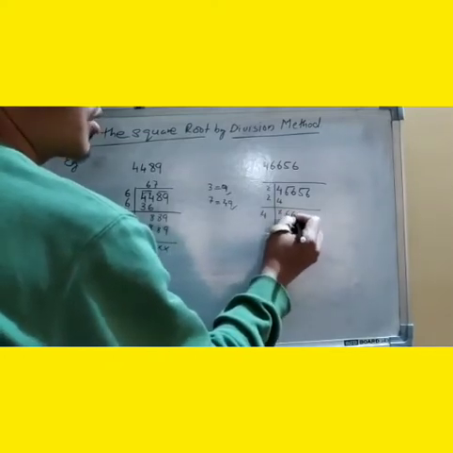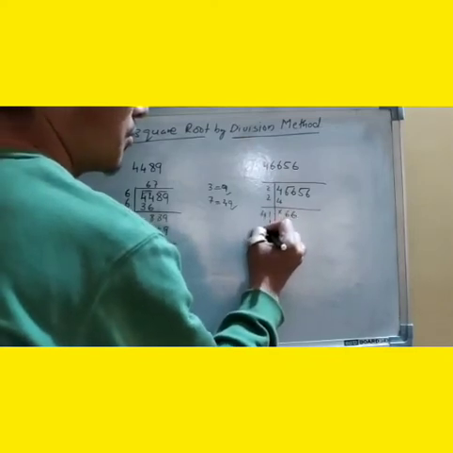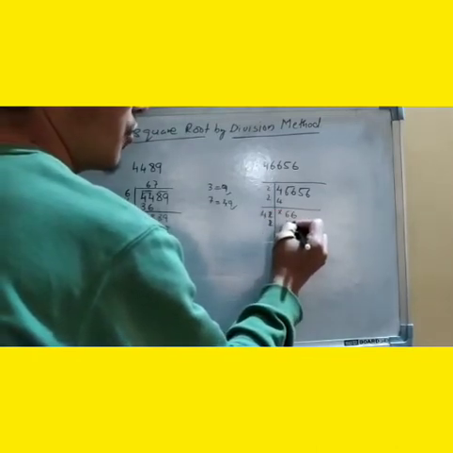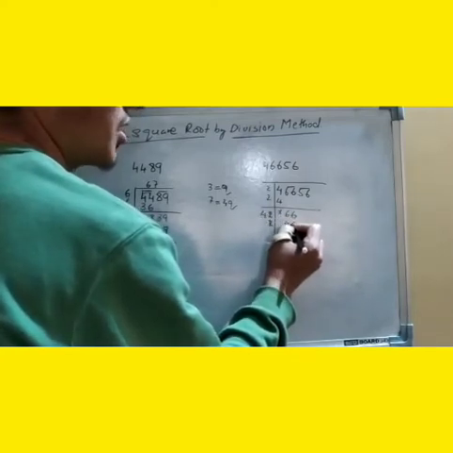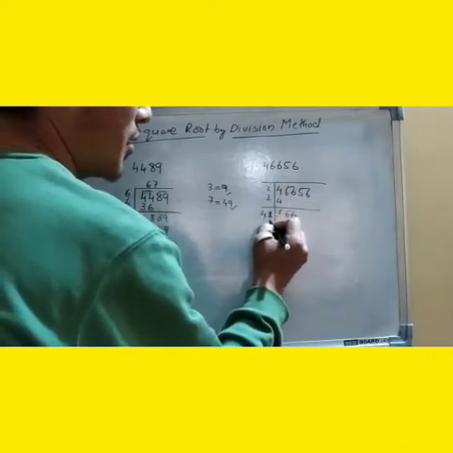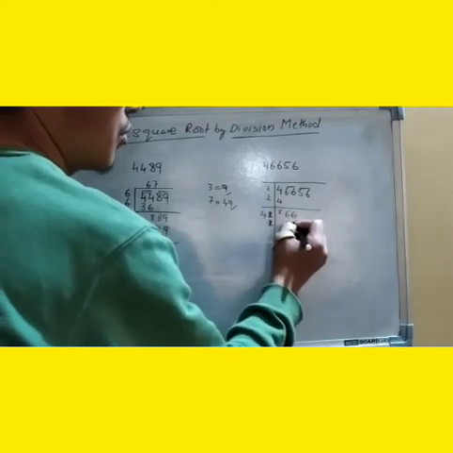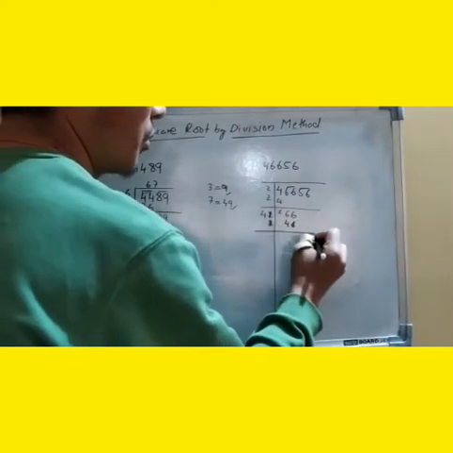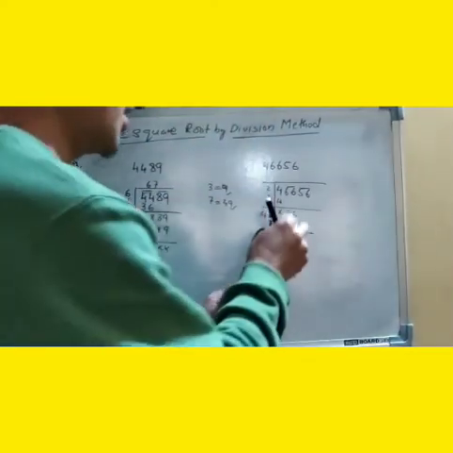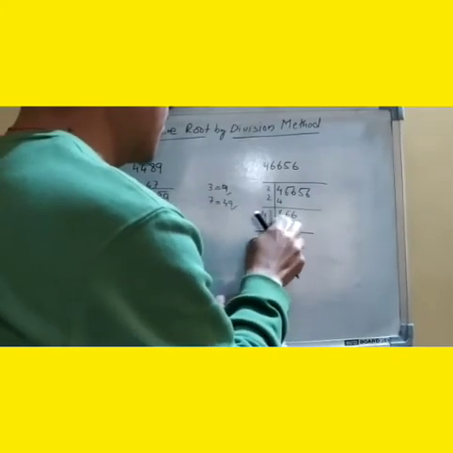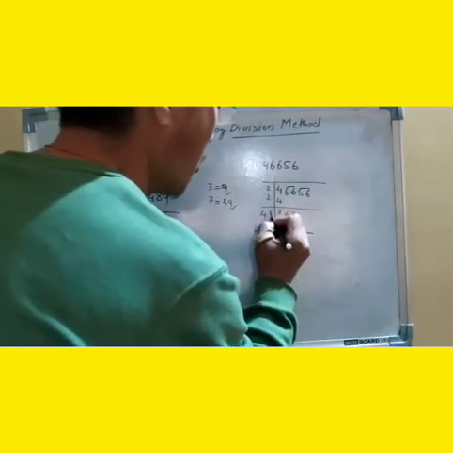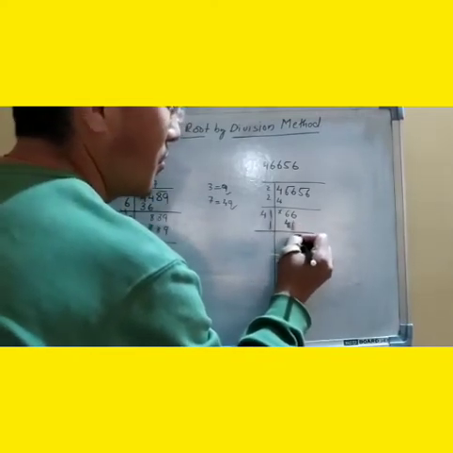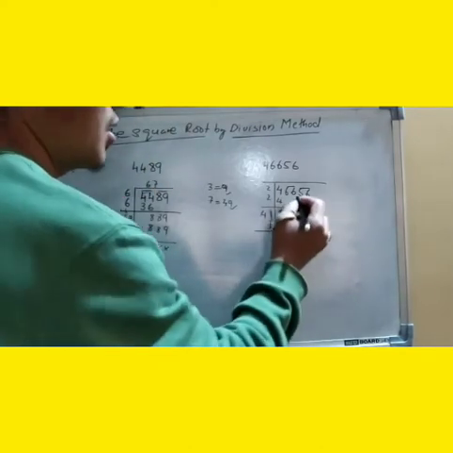Now 1 one is 1, and if you multiply here, 1 one is 1, 1 four is 4. If you multiply with 2, 2 twos are 4, 2 fours are 8, so 84. 84 is more than 66, so we are going to keep 1. 1 one is 1, 1 four is 4. We are going to keep it. Now subtract: 6 minus 1 is 5, 6 minus 4 is 2. Then bring down the next pair.